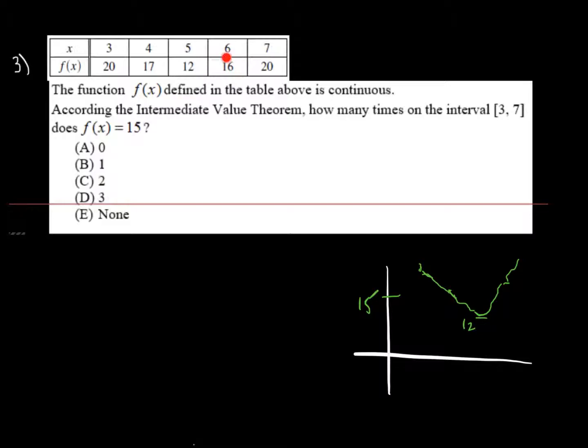Between 12 and 16, does it have to hit 15 again? Yes, it does. Between 16 and 20, does it have to hit 15 again? Yes. So we have 2 times where it has to hit 15. Of course, it could happen more times, but the times we know for sure are 2. And so there's our answer.